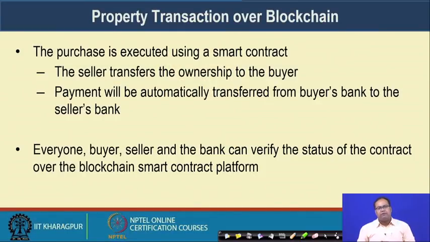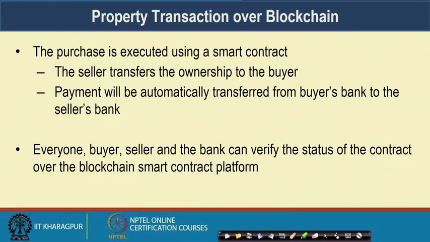Now, the buyer can automatically check on this blockchain platform whether the seller is actually the owner of that particular house or whether there are any dispute cases. Similarly, the bank can also check the status of the ownership of that house over this blockchain platform. So, verification becomes easy with the help of smart contracts. Once this verification is done, you can execute the purchase over the smart contract platform itself. The seller transfers the ownership to the buyer, so you make a contract, a code, through which this transaction will happen.